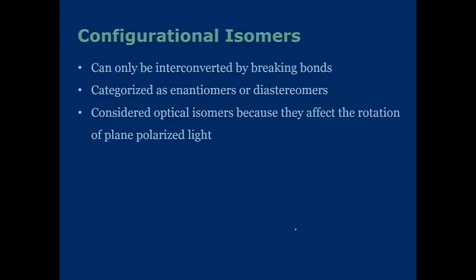What is a configurational isomer now? These can only be interconverted by breaking bonds, and there are two categorizations of these: enantiomers or diastereomers. These are both considered optical isomers because they affect the rotation of plane polarized light, so some of them are going to be what's called optically active.